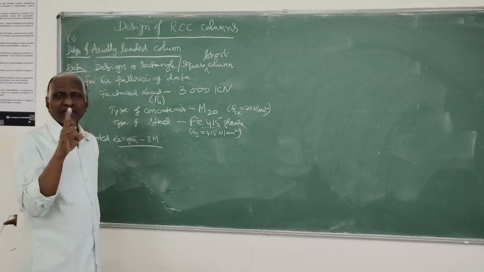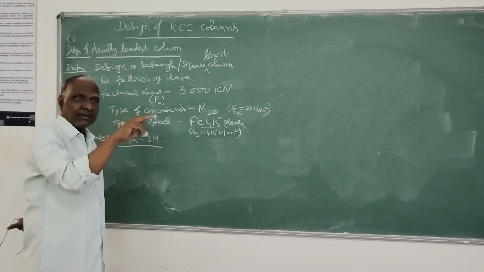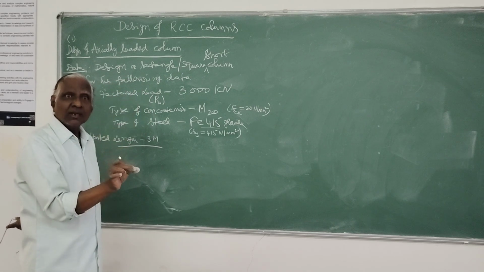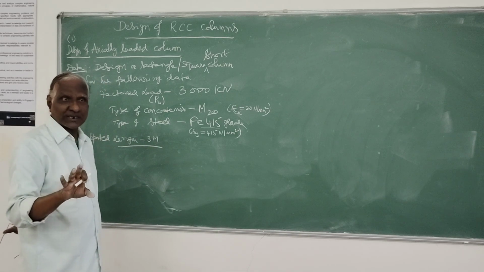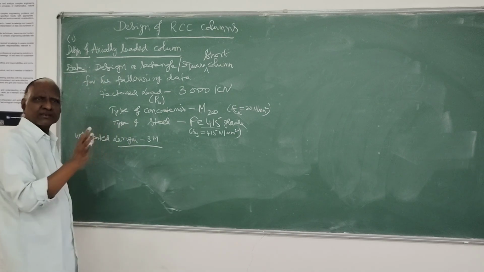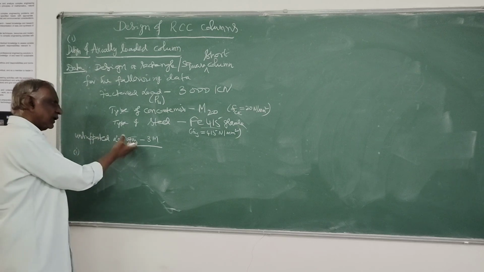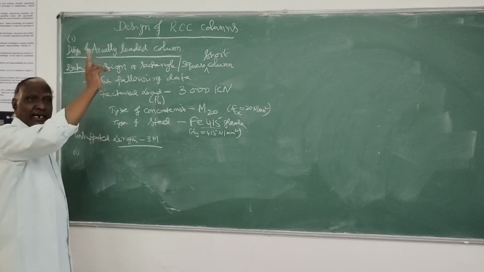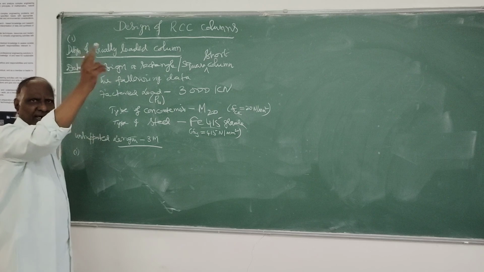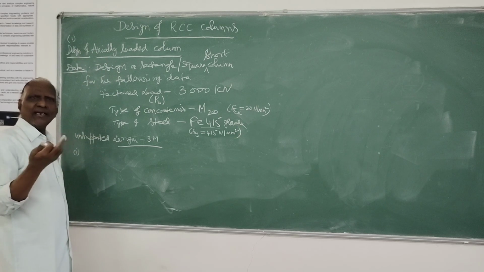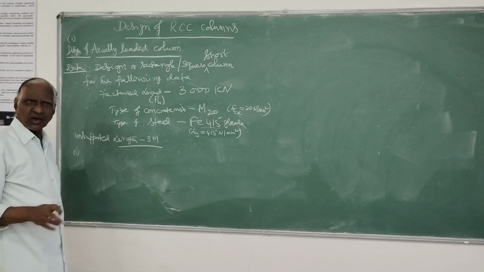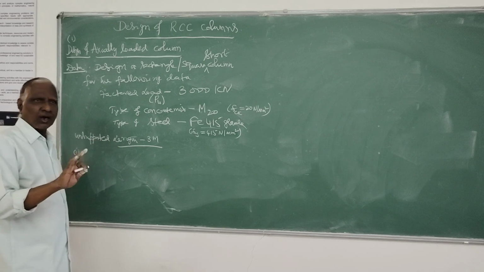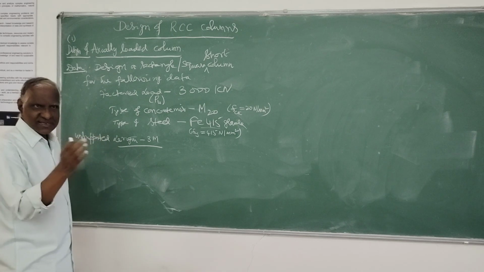Because the long column effect comes into the picture only as the ratio of effective length to least lateral dimension. If it is more than 12, only then do you have to check. When the effective length itself is not given, that is, only the unsupported length is given, the end conditions have to be given. If the end condition is not given, then you have to design it only as a short column.